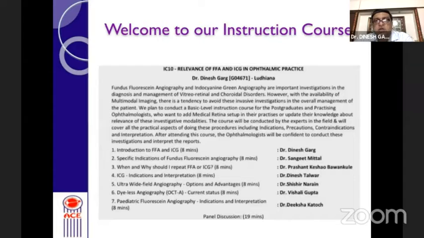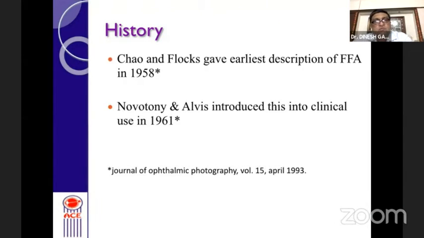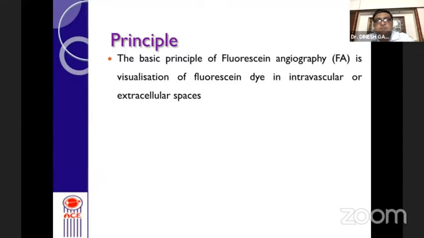This is how the instruction course will go. Introduction, then indications, then when to repeat, then ICG indications, ultra wide field angiography, dye-less angiography, and pediatric angiography. So fundus fluorescein angiography has been there for almost 60 years now in clinical use. The basic principle is that in fluorescein angiography, there is a visualization of the fluorescent dye in the intravascular and extracellular spaces.